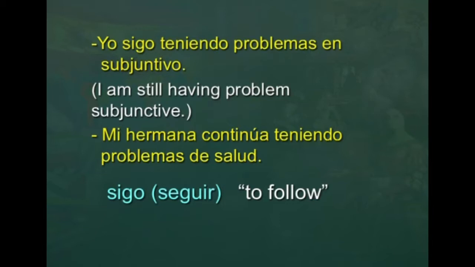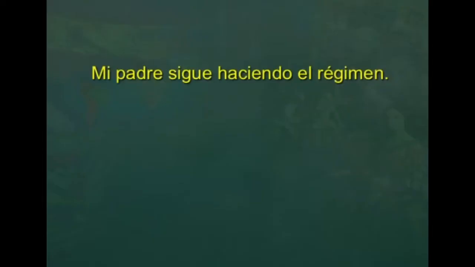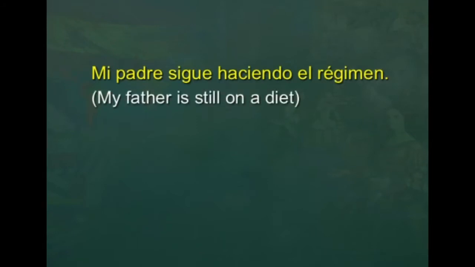But in this context, it is used with a sense of continuation. In these two examples given above, we can notice that gerund is used without the verb estar to express continuity in action, or to keep on doing something. We use seguir or continuar, which is to continue, with the gerund. Here the person is still having that problem. Let's see some more examples. Mi padre sigue haciendo el régimen. My father is still on a diet. ¿Sabes qué significa hacer el régimen?